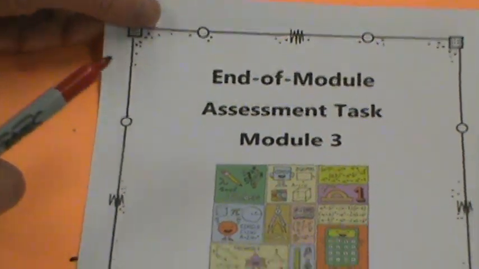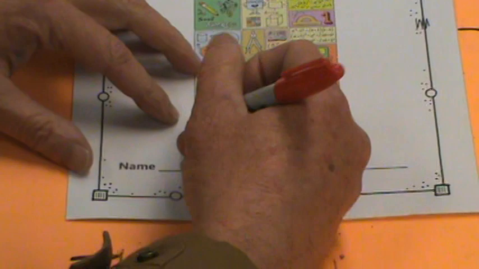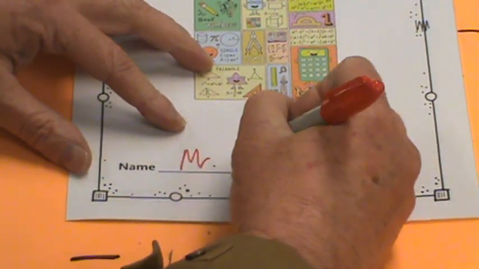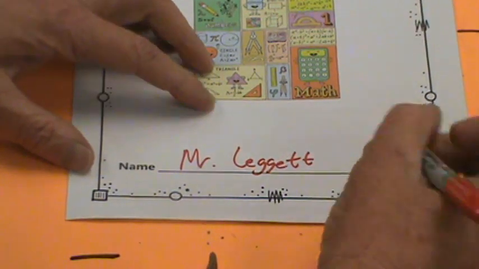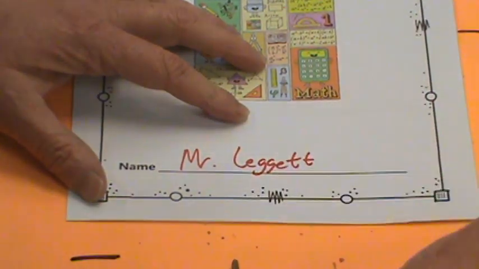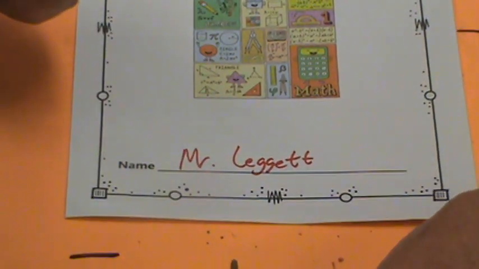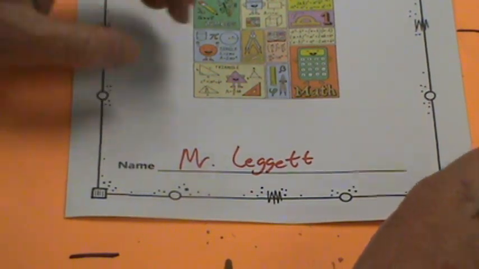Okay, first thing you need to do is put your name on the test. You're going to be working on this test all the way until just about PE time. The only thing you can do after this test is read a book, okay?